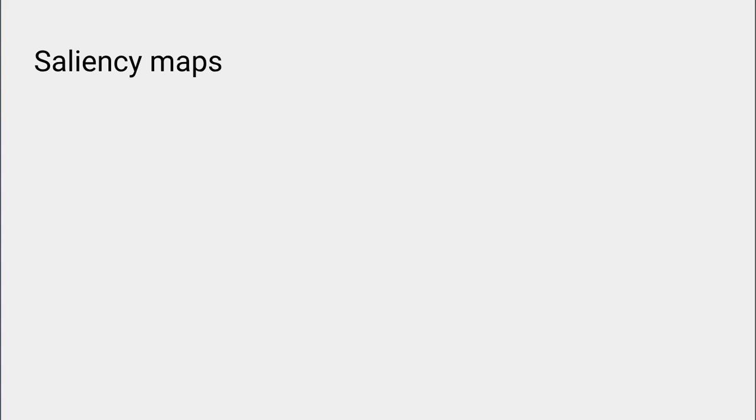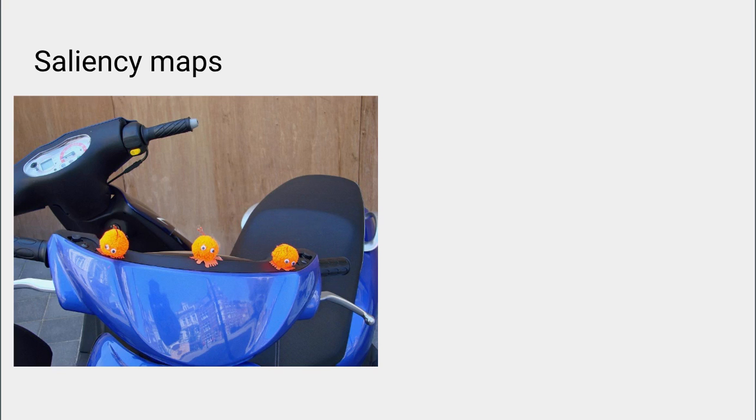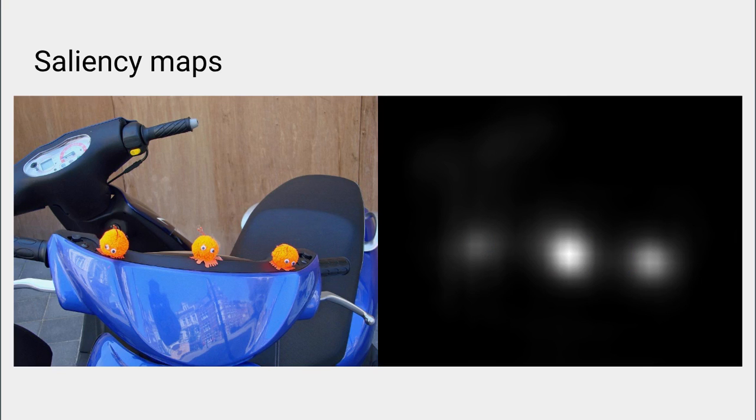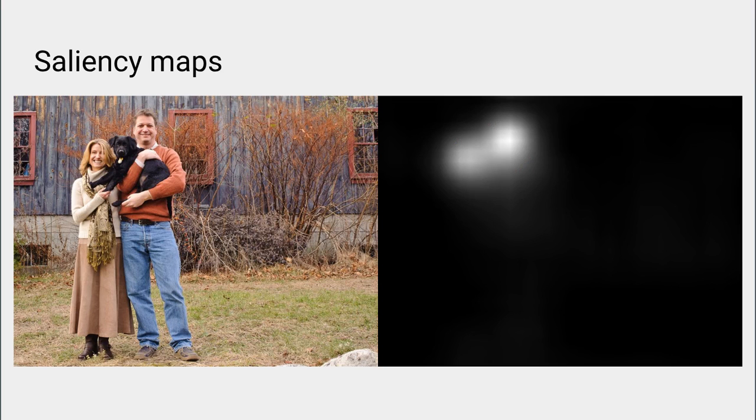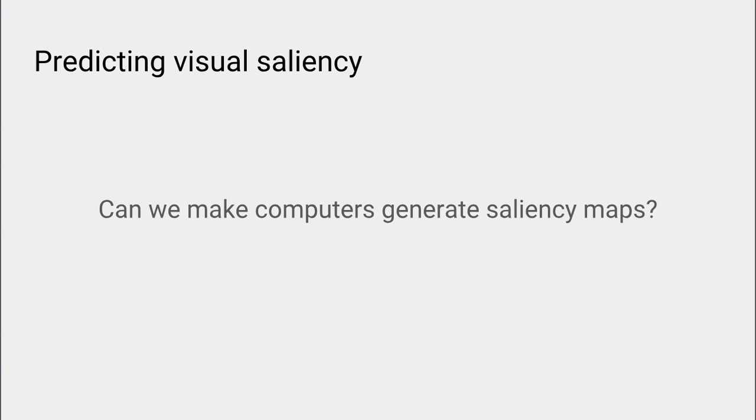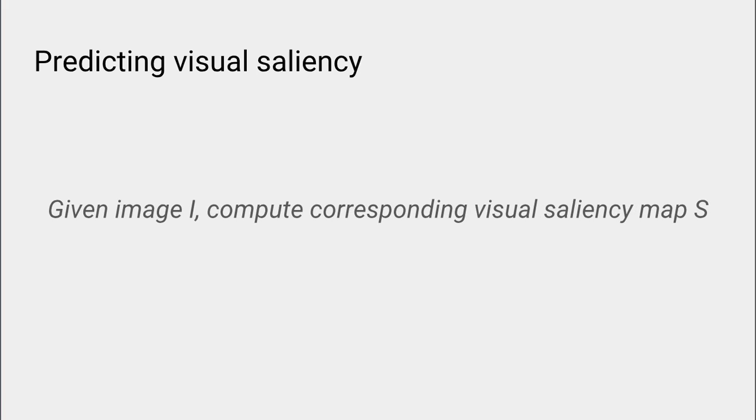Multiple regions may be considered to have a high saliency. In this example, the orange creatures seem to be the most salient objects. Faces are usually very salient to humans. This is reasonable given our social nature. The question that arises is, can we make computers generate saliency maps? In other words, given image I, we want to compute the corresponding saliency map S that reflects the visual saliency map of the image according to humans.